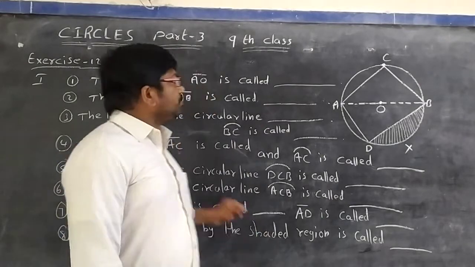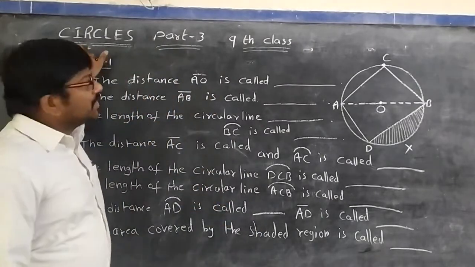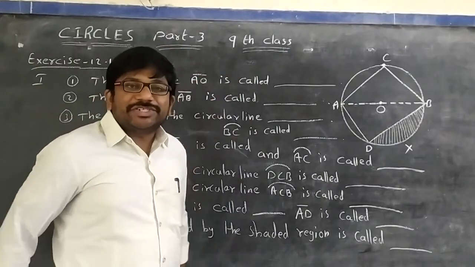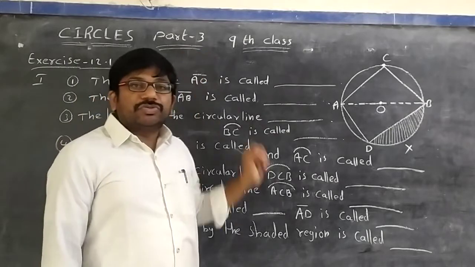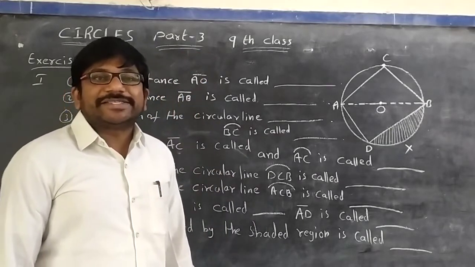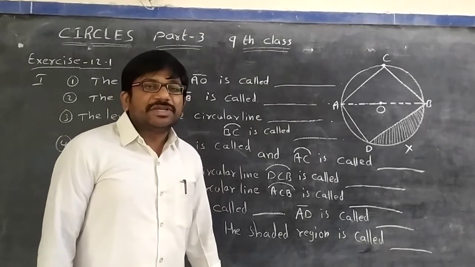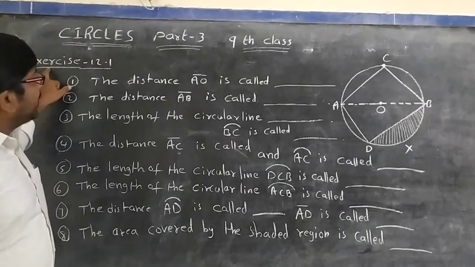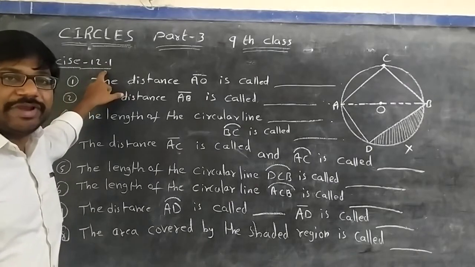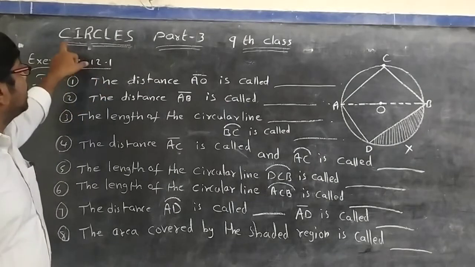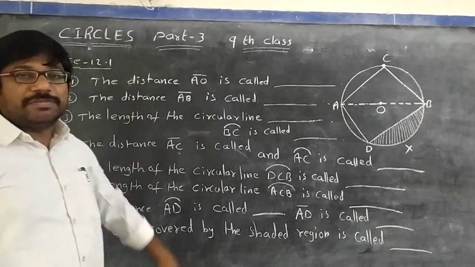Today's topic: Circles Part 3 for 9th class students. In this Part 3 we discuss Exercise 1 and Exercise 2 problems. Now let me do Exercise 1 problems. Exercise 12.1, so Circles is the 12th chapter. These are the first exercise problems.